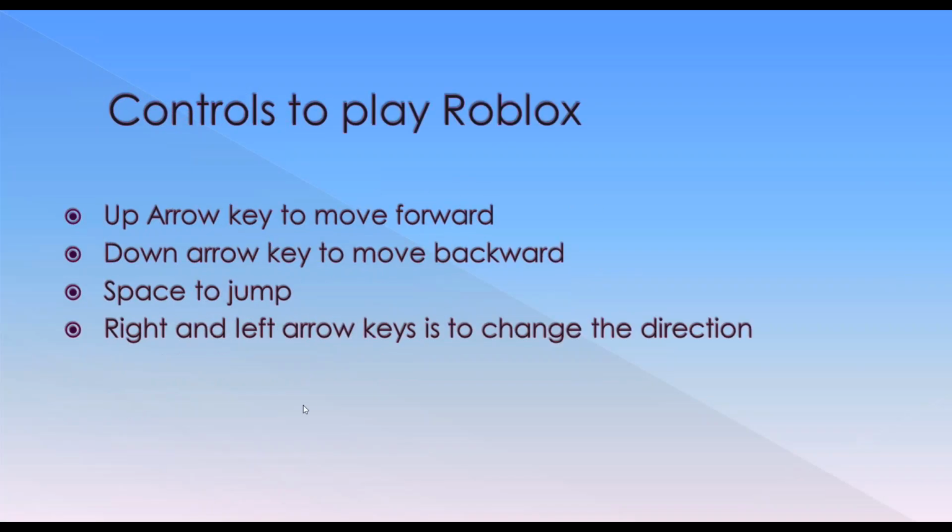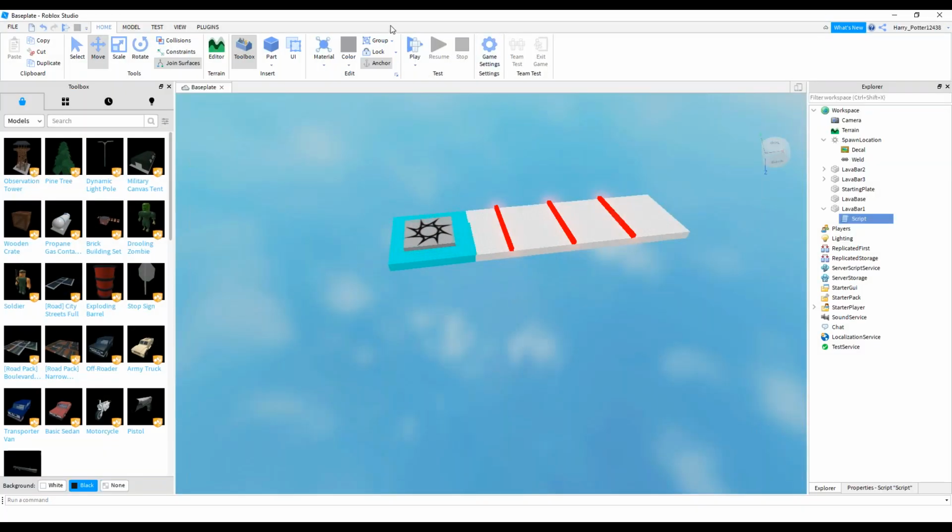These are the controls you use to navigate when you play a Roblox game. Up arrow key to move forward, down arrow key to move backward, space to jump, right and left arrow keys to change the direction of your view. The player will always walk in the direction we are facing the view. It takes a little while to become familiar with how you play Roblox, but once you're comfortable, it's pretty easy.